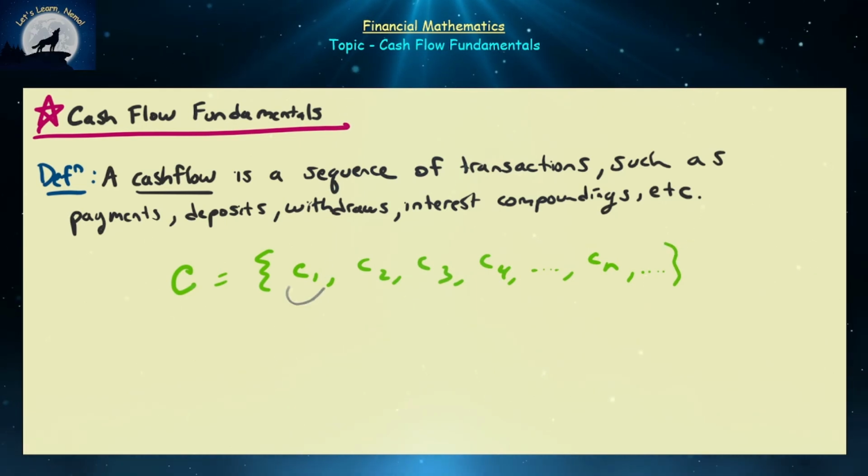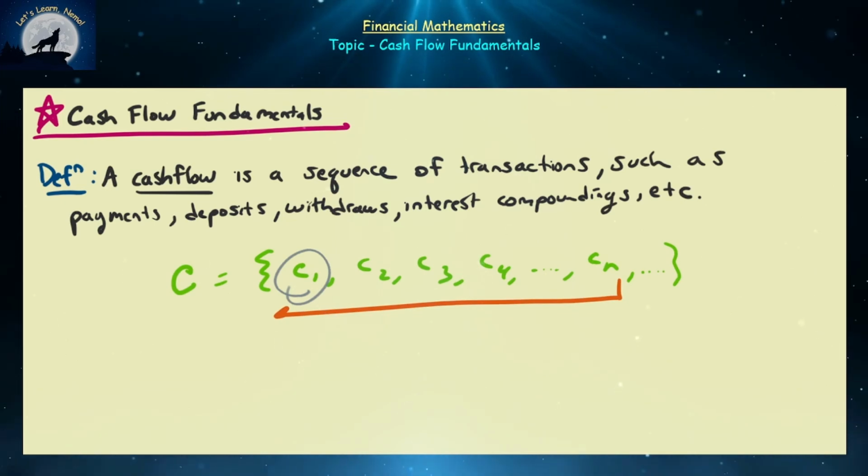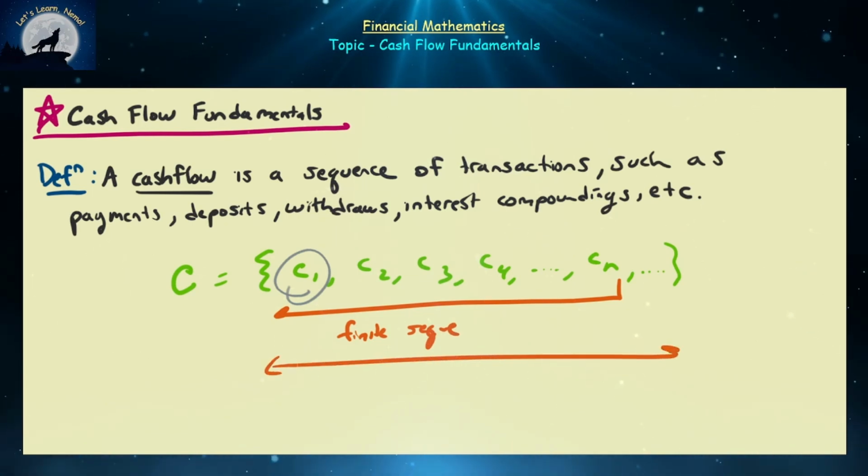Now, some people will start cash flows as C0, but not necessarily. These subscripts do correspond to units in time. If I have, for example, starting at 1 and ending at m, that would obviously be a finite sequence. And if it continues all the way from C1 up to, say, C infinity, then that obviously would be an infinite sequence.